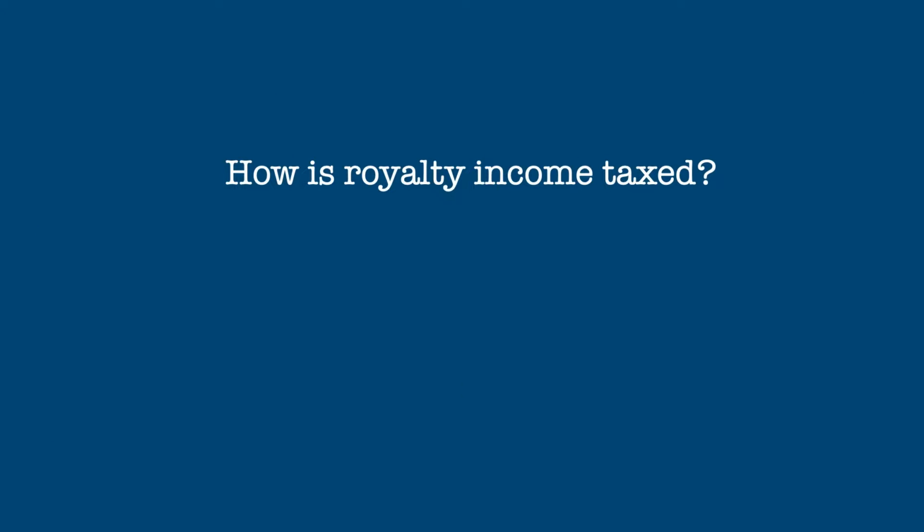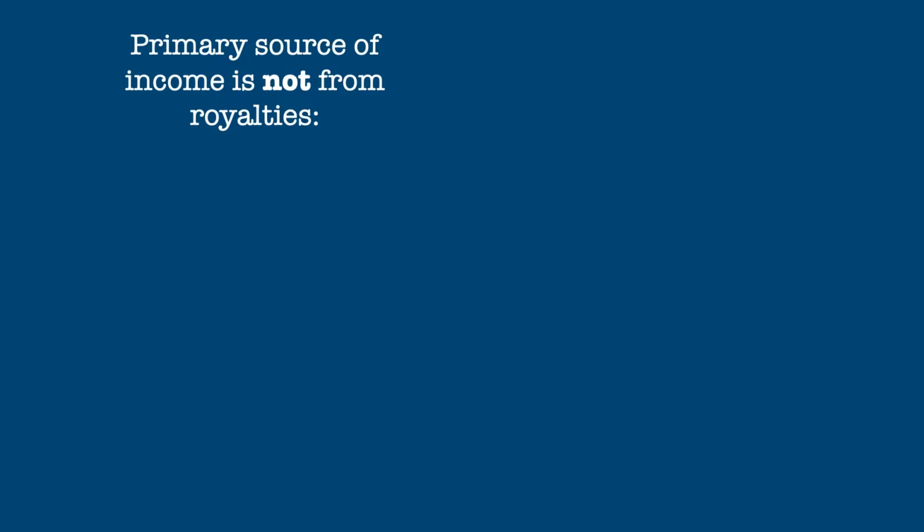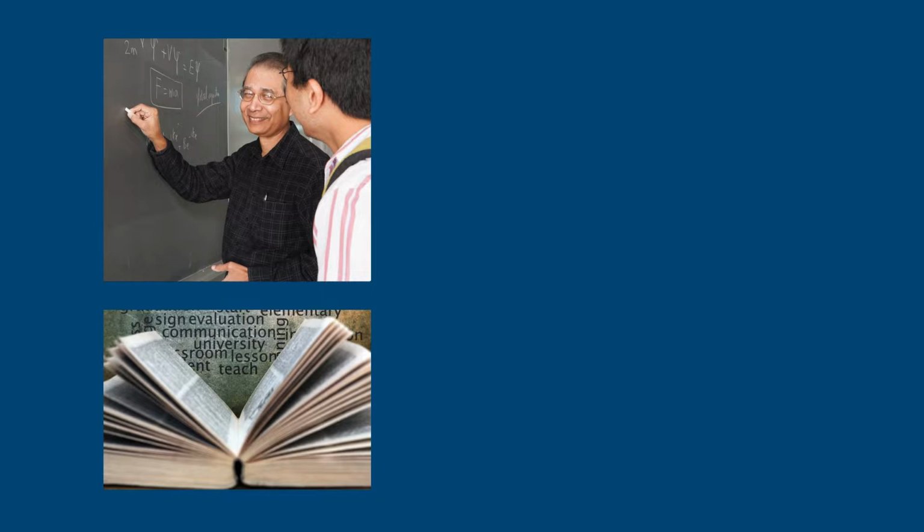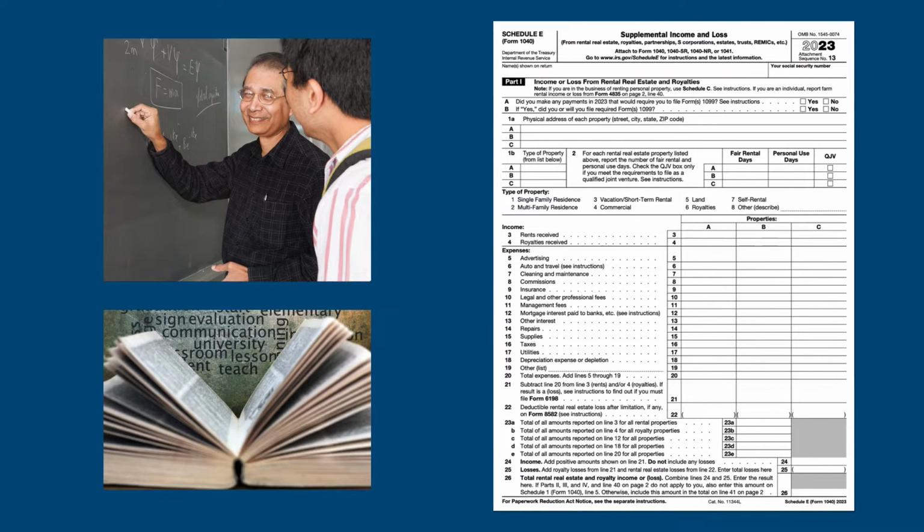Well, if you've been a regular viewer of this channel, it won't surprise you when I say that this is another one of those situations where it depends. If your primary source of income is something other than the royalties, they are taxed as royalties and reported on Schedule E, page 1. For example, Devin is a university professor who receives royalties for writing a textbook. He reports the royalties he receives for the book on Schedule E, page 1.